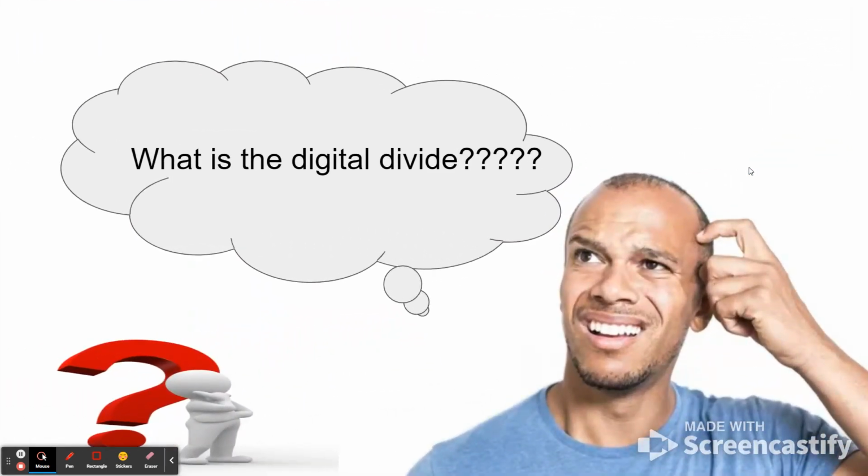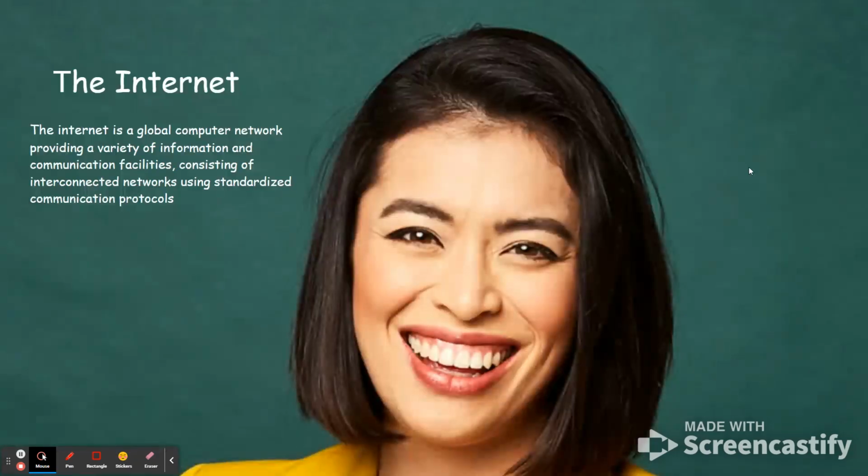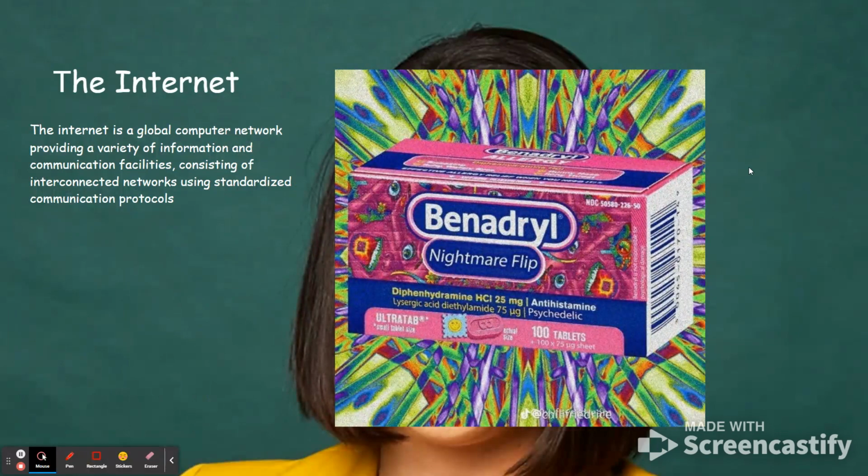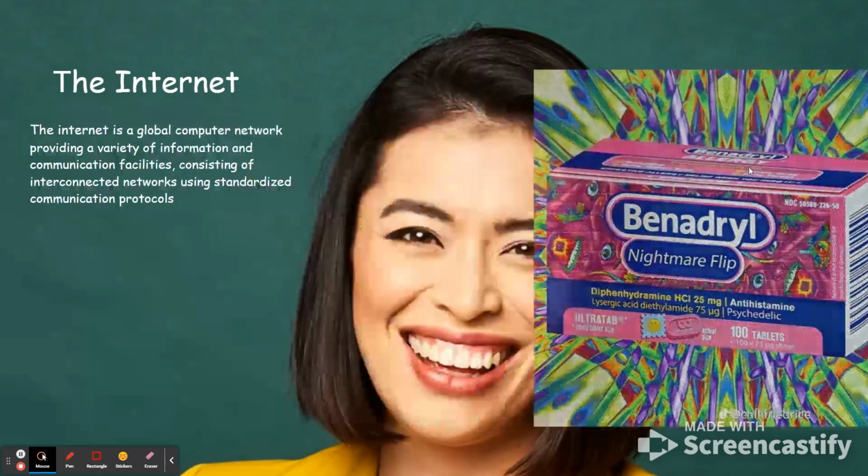To fully understand what the digital divide is, we must first understand what the internet is. The internet is a global computer network providing a variety of information and communication facilities, consisting of interconnected networks using standardized communication protocols.